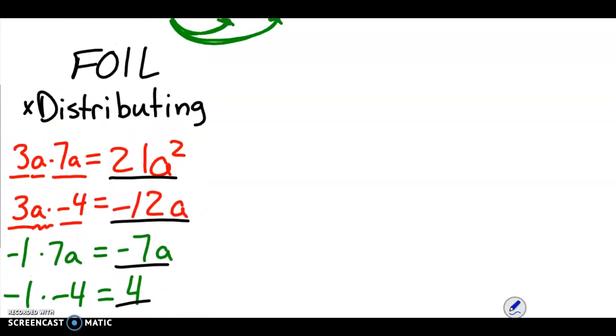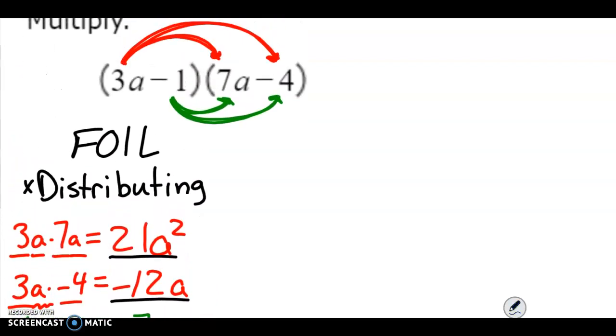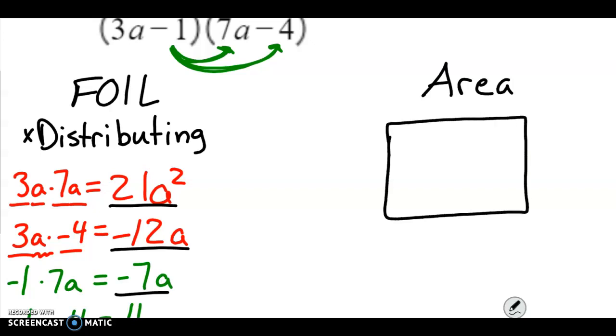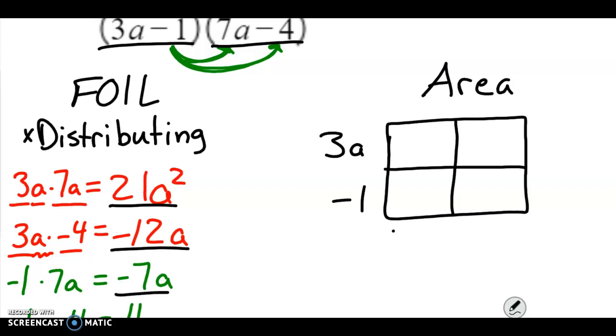The other way you could end up doing this is that area method, where you make a box. Okay? You make that box, and one of those binomials is going to go along the side, 3a and then negative 1. The other one's going to go along either the top or the bottom, 7a and negative 4. And then you're just finding the area of each of those little boxes.